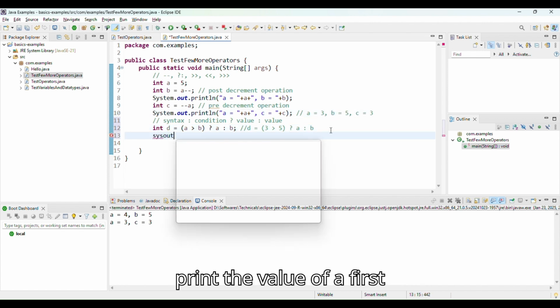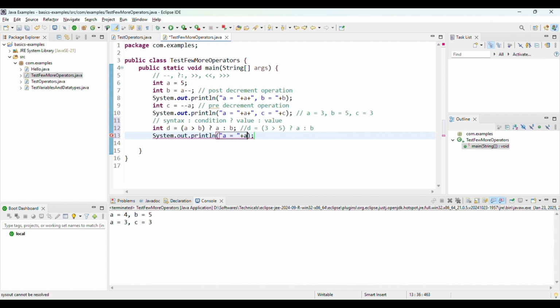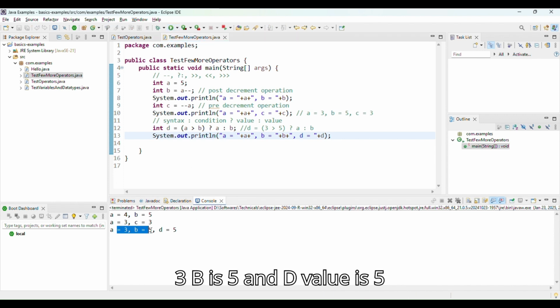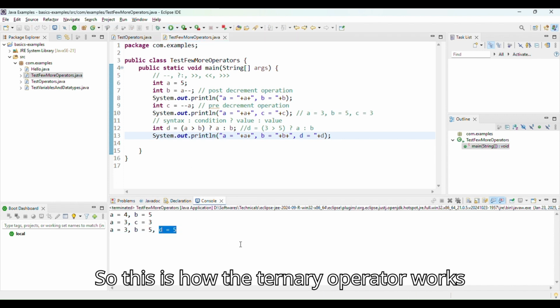Let us print the value of a first and then b and then lastly d. And if you observe the output, a is 3, b is 5 and d value is 5. So this is how the ternary operator works.